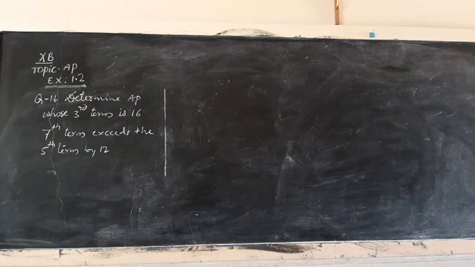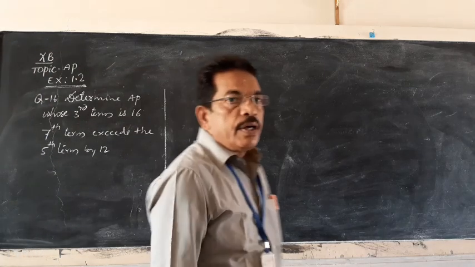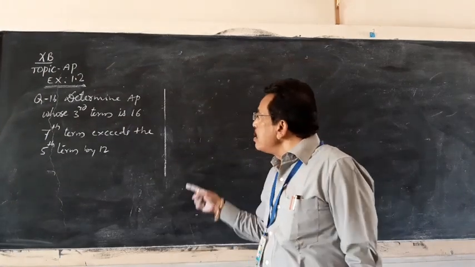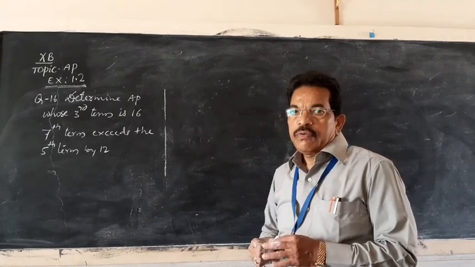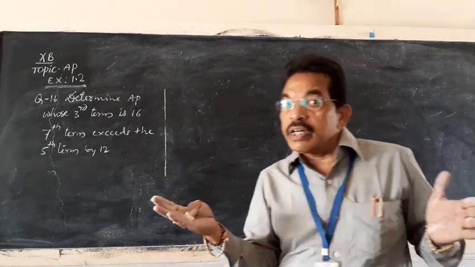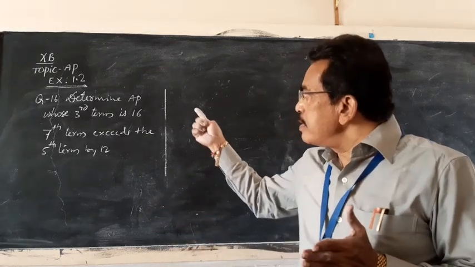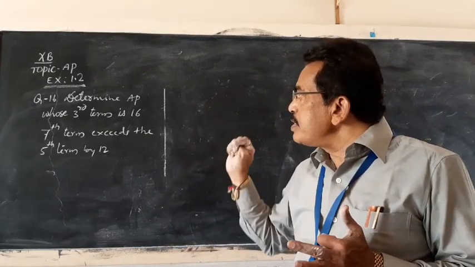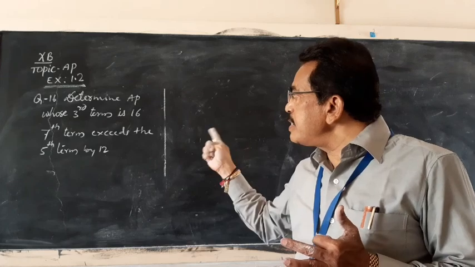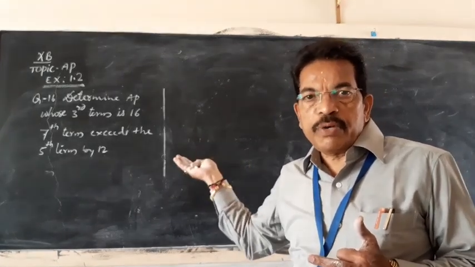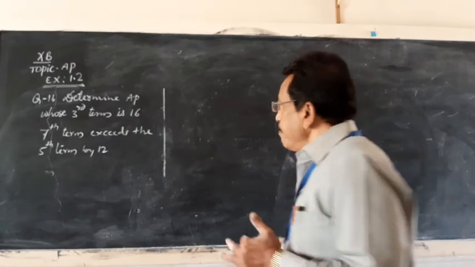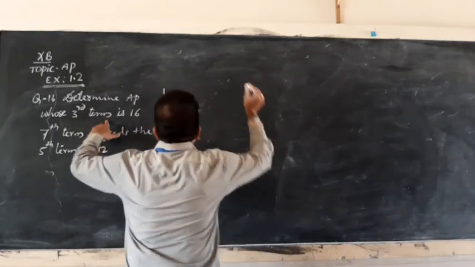See question number 16. Determine the AP whose third term is 16. We have to write the AP terms. The third term is 16 and the seventh term exceeds the fifth term by 12. Such problems we have done previously. Okay, let us solve.